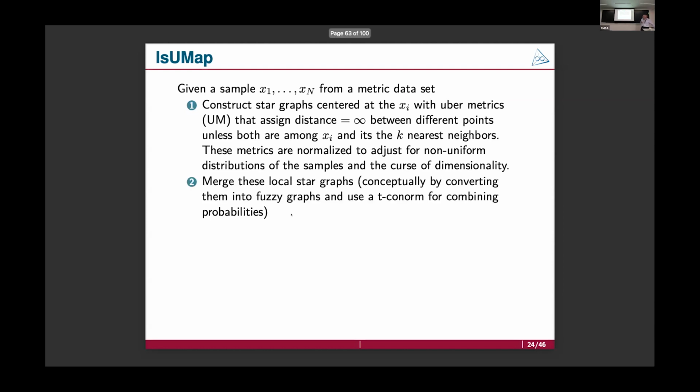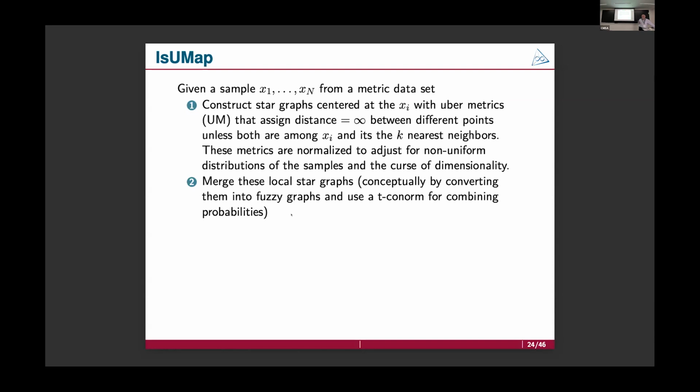That was the first step. The second step is then to merge these local star graphs conceptually by converting them into fuzzy graphs and using the t-conorm for combining probabilities, even though the geometric scheme that I described in the end didn't really require going through category theory, but for general conceptual reasons, as I will try to explain later, that is nevertheless useful.